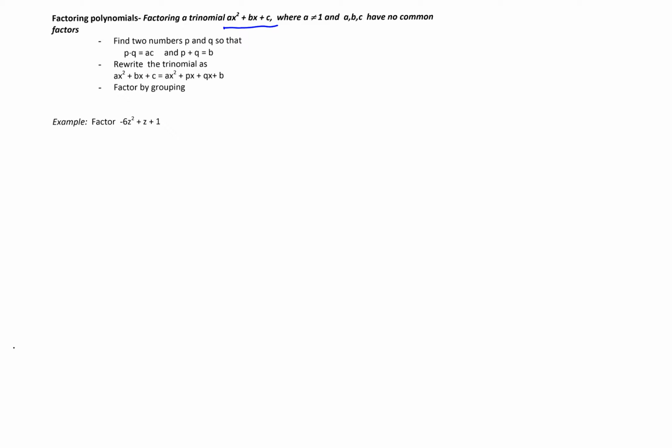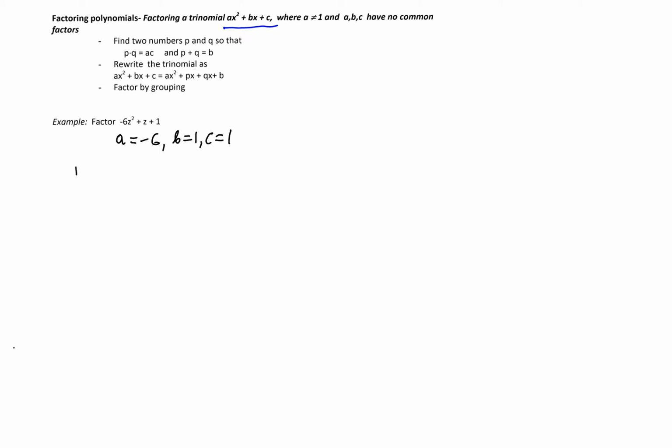So let's follow the steps indicated above. Our polynomial is negative 6z squared plus z plus 1. The variable is z. The coefficient a is negative 6, b is 1, and c is 1.